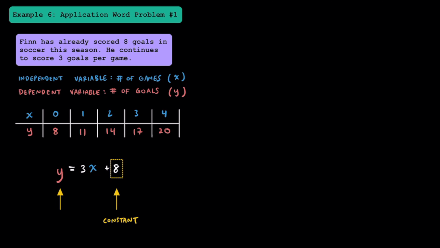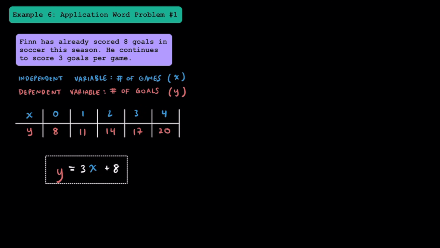This 8 represents our constant term because these 8 goals that Finn already scored can't be taken away and can't change. And this 3x over here represents our variable term, or our rate. X represents the number of games, and as more games are played, Finn's going to score more goals. So again, the y, or the total number of goals, will depend on everything on the right side.